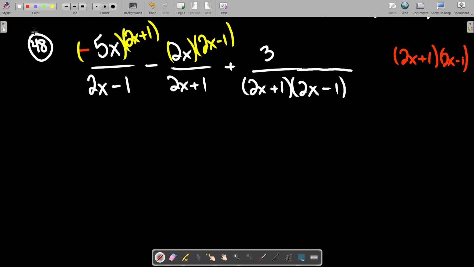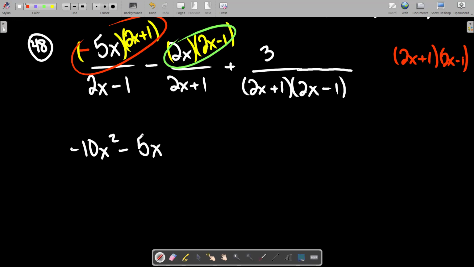Let's wrap it up. So for the first multiplication problem, the red one, we should get negative 10x squared minus 5x. For the second multiplication problem, the green one, now I'm going to get minus 4x squared, and I'm going to get plus 2x. And you might want to say, whoa, didn't you mean minus 2x? And no, I did not. That was very much by design, right?